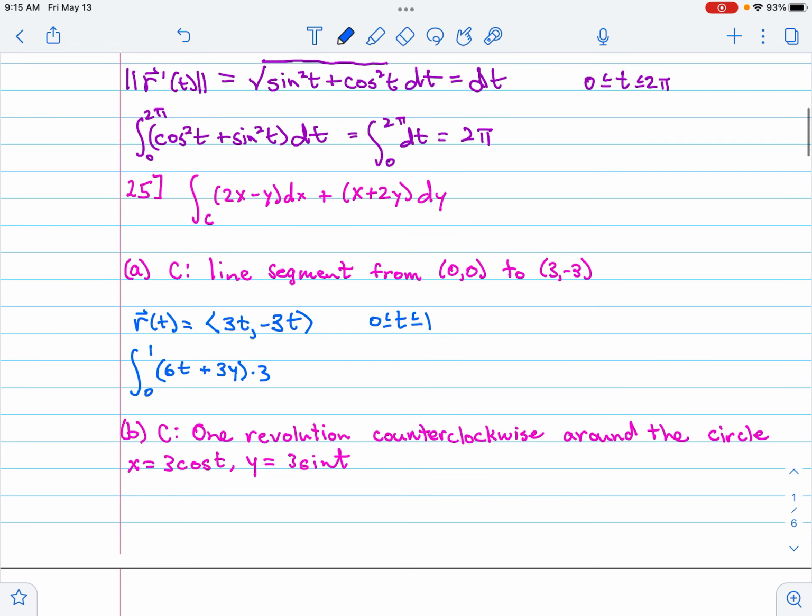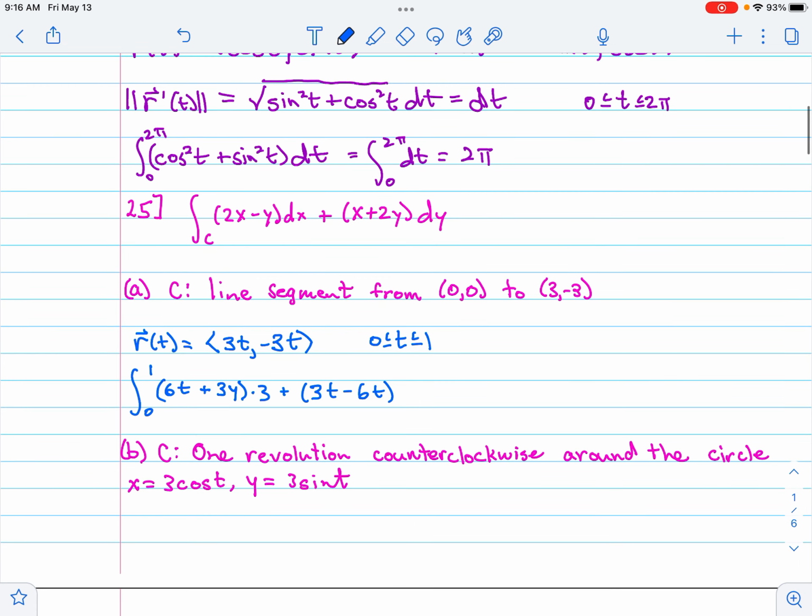Okay? Now let's see what else we have here. We have x. Okay? So the x is 3t. Y is 2. Y, well, we have 2y, and that's y is negative 3t. So that's negative 6t. And dy is negative 3. And all this dt. I should have put the dt over here. I saved it for the end. This is 3 dt, and that's negative 3 dt.